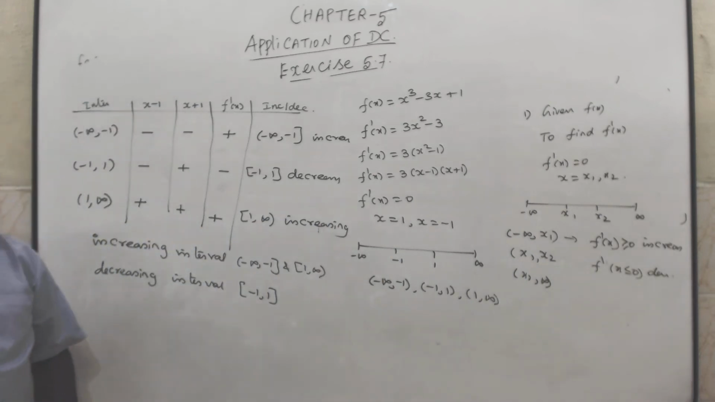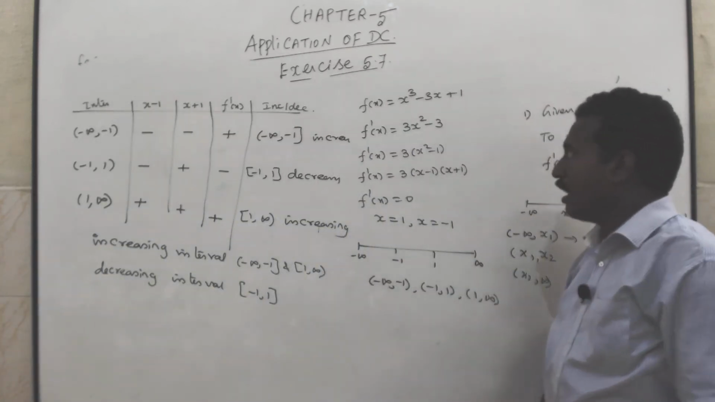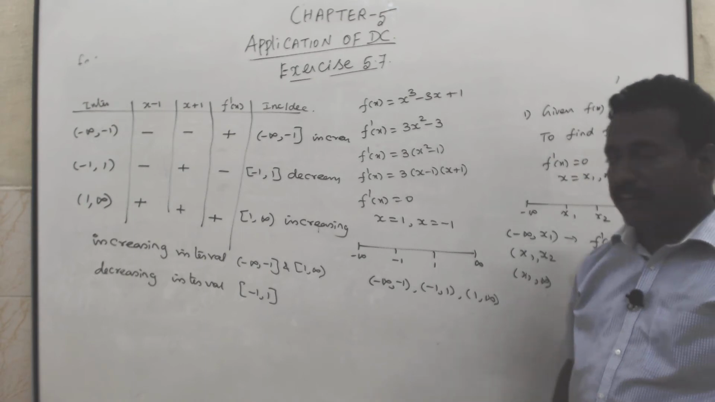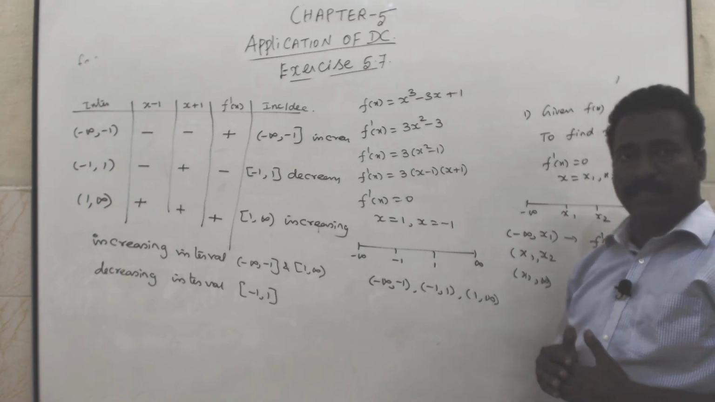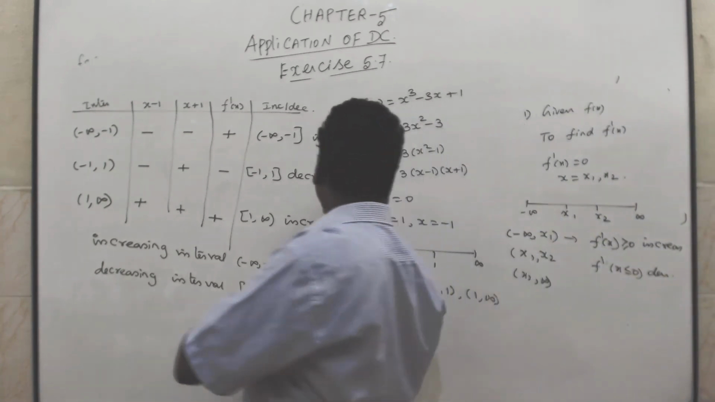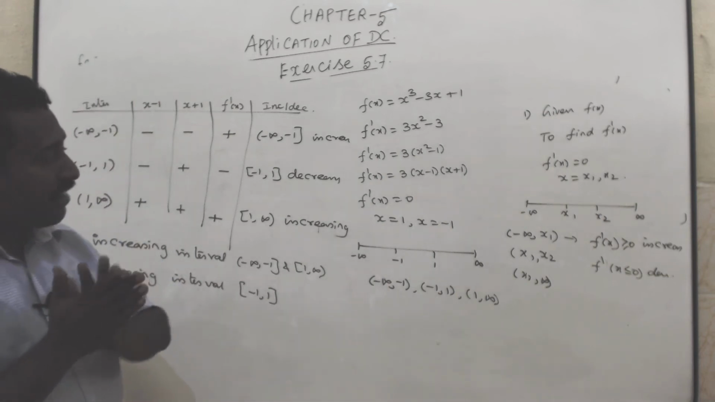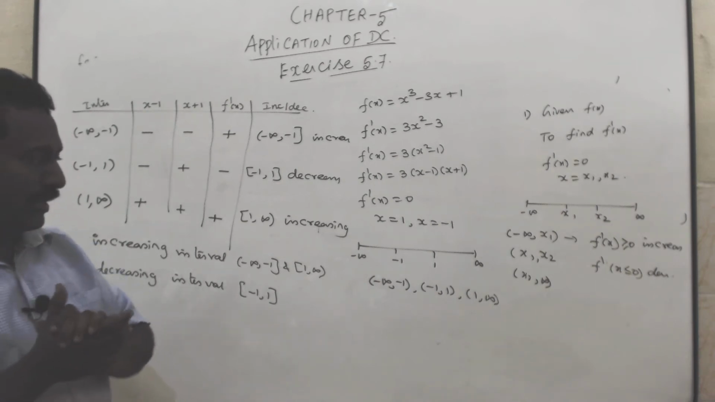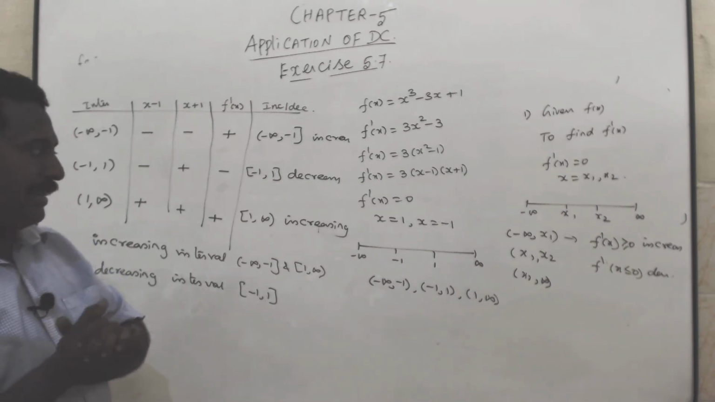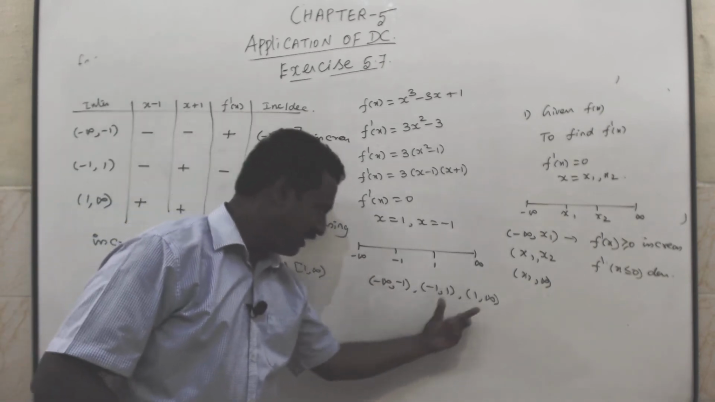Is it clear? Now, once again, read the question carefully. To find the increasing and decreasing intervals, f of x is given, find f dash of x: 3 into x square minus 1. x square minus 1 can be written as x minus 1 into x plus 1. f dash of x equal to 0, the value of x is equal to 1 and x is equal to minus 1. Draw the number line, plot the points on the number line, identify the intervals.